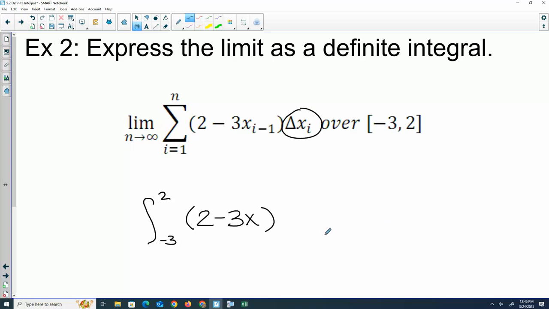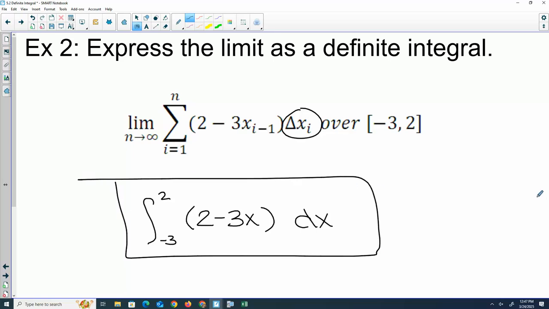Change in x sub i gets turned into what? Yes. And that's it. Do we put the f in front? Do we put f in front of 2 minus 3x? No. So basically, the limit and the sum together turn into your integral. This, just change your variable to a plain x. And the change in x sub i is your dx. That's all you have to do in this.